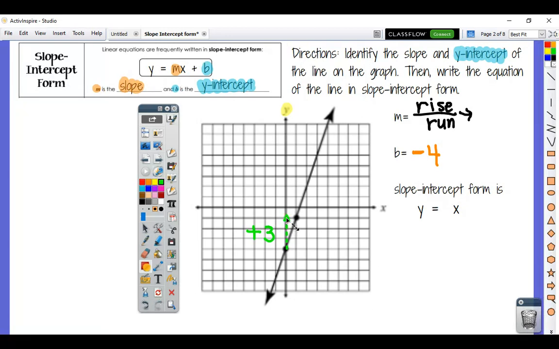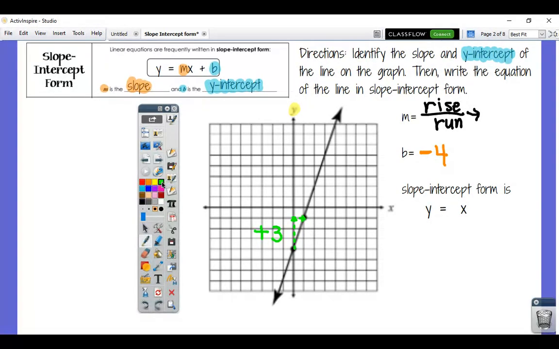Well, I'm trying to meet that point, so I have to run, because rise over run. I'm going to go to the right 1. So since I went to the right, that's positive. And how many times did I go to the right? 1. So my rise over run is a positive 3 all over a positive 1, which is aka my slope. All right, so slope-intercept form. y is equal to m, which is 3 over 1, and my y-intercept is a negative 4.